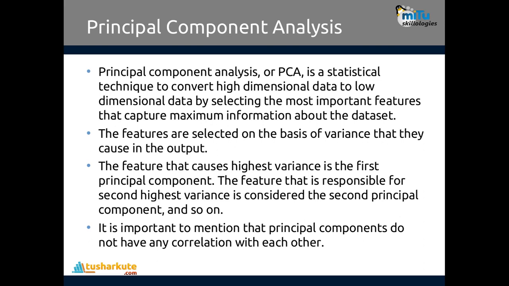The features are selected on the basis of the variance that they cause in the output. The feature that causes the highest variance is the first principal component. Variance means impact. The feature responsible for the second highest variance is called the second principal component, and so on. It's important to mention that principal components do not have any correlation with each other.